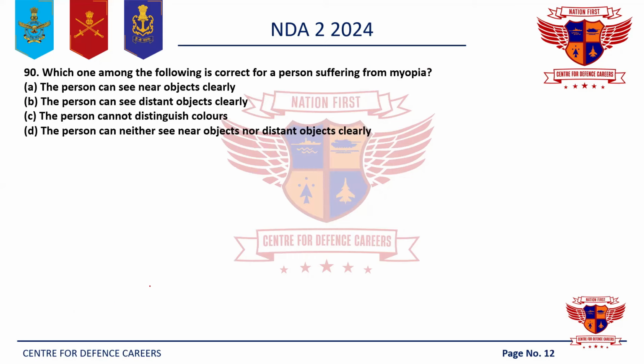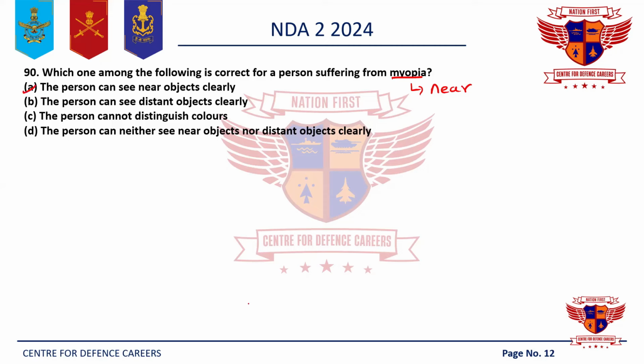Which of the following is correct for a person suffering from myopia? A person suffering from myopia is also called nearsighted. Nearsightedness means the person is clearly able to see objects that are nearer to them and has a difficult time seeing objects that are far away. So a person suffering from myopia can clearly see objects that are near to them.